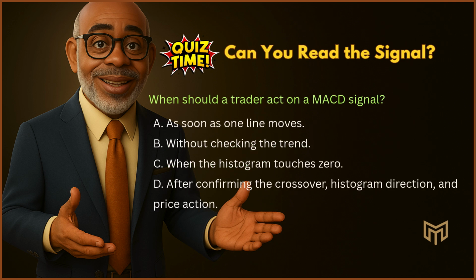Question 10. When should a trader act on a MACD signal? Is it A, as soon as one line moves? B, without checking the trend? C, when the histogram touches zero? Or D, after confirming the crossover, histogram direction, and price action? This is the final question, and it's really asking what kind of trader you are.